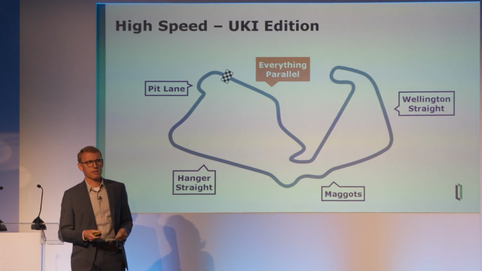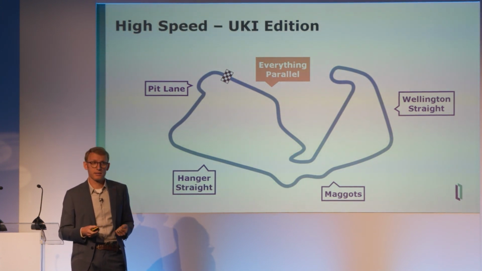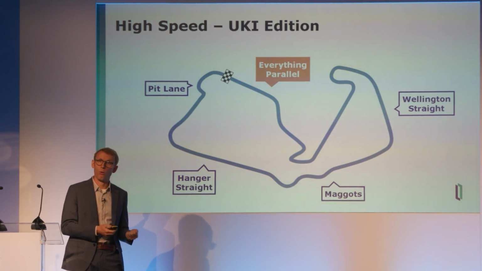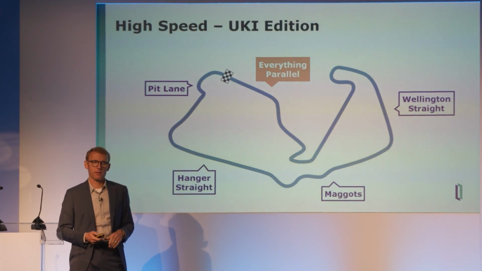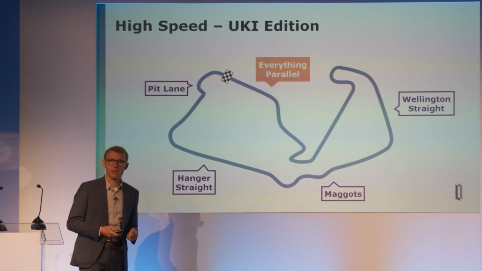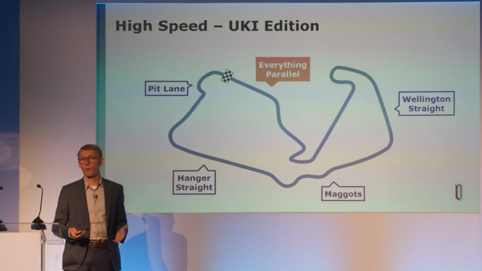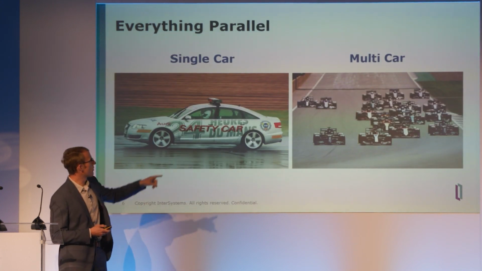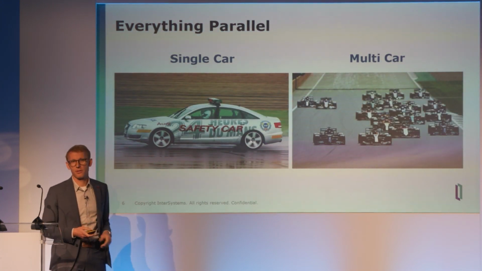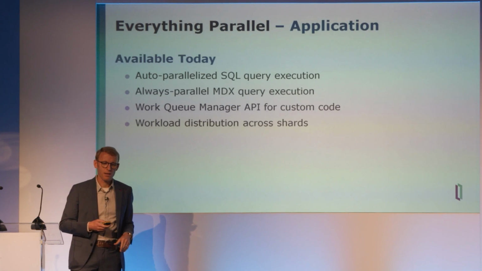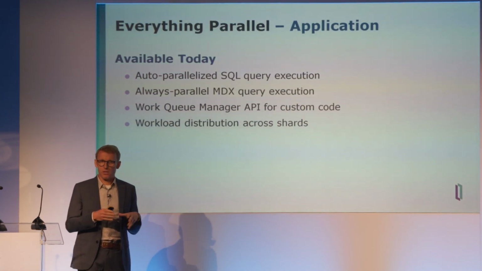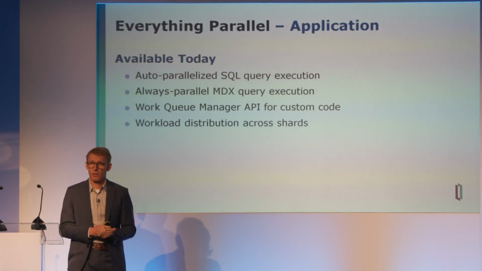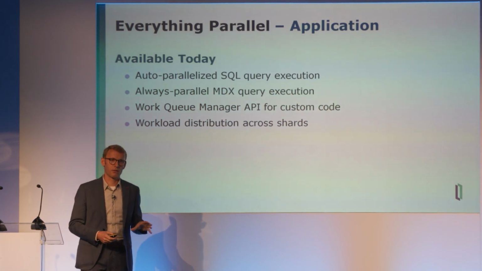So what is parallelization? Parallelization is obviously the idea to accomplish a lot of work with more than one process. And the reason why that's interesting is very easy to visualize. If your work is to get 20 drivers across a finish line, it's faster to use multiple cars than to use a single car. So we'll talk about some of the parallelization things that we're doing within InterSystems Iris at the application level and at the kernel level.